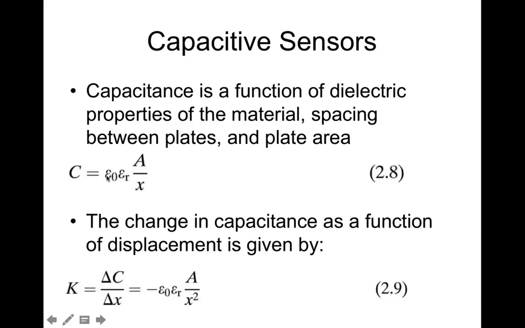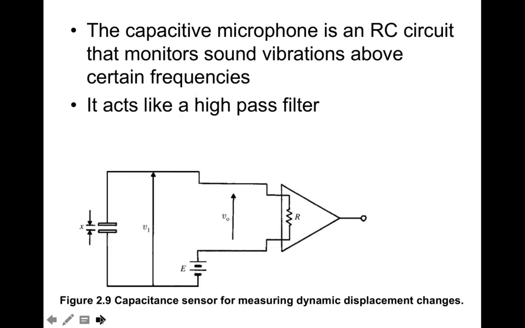Obviously, capacitance is proportional to the constant epsilon naught, and then the relative permittivity of the material, the area of the plates, and the spacing between the plates. So the capacitive microphone is a classic example of an RC circuit that monitors sound vibrations above certain frequencies. You basically have a capacitor here. The force on the capacitor plates is going to change the spacing in between them. As you change the spacing in between them, you're changing the capacitance.